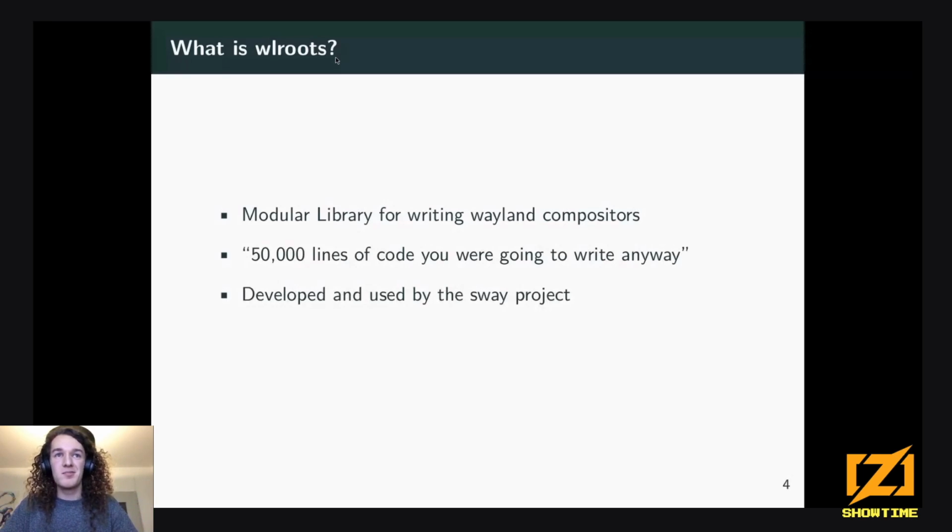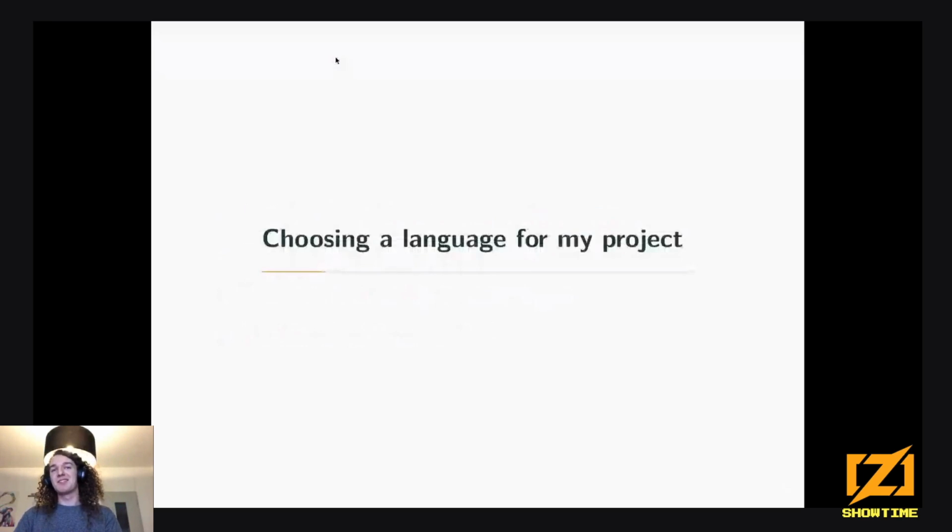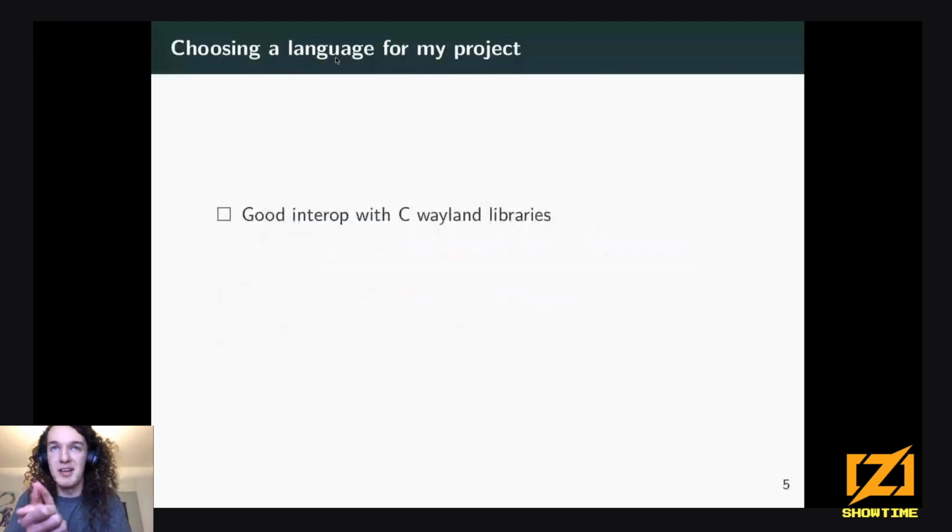Sway, libwayland, and WLRoots are all written in C. So as I'm setting out to write my own Wayland compositor, the first thing I need to do is choose a language, right? The first criterion is that it needs to be able to talk to these C Wayland libraries, including WLRoots. Furthermore, it has to be fast because if your display server is slow, that's going to slow down everything else in your computer. That means garbage collection is a big no-no.